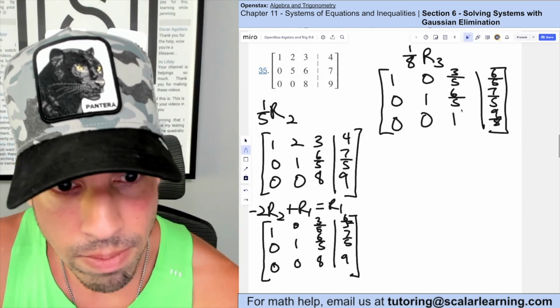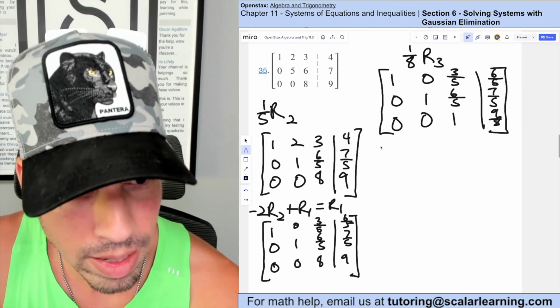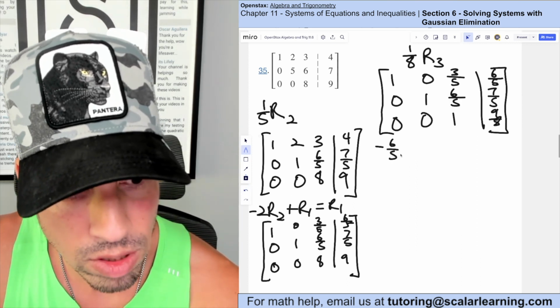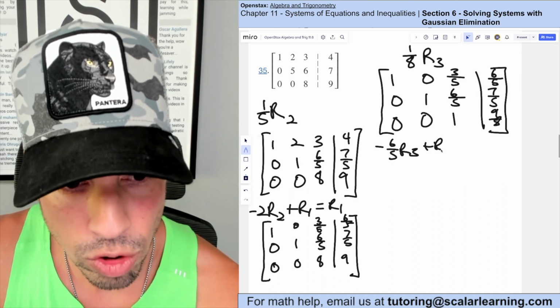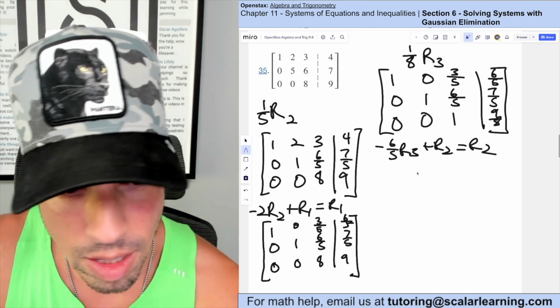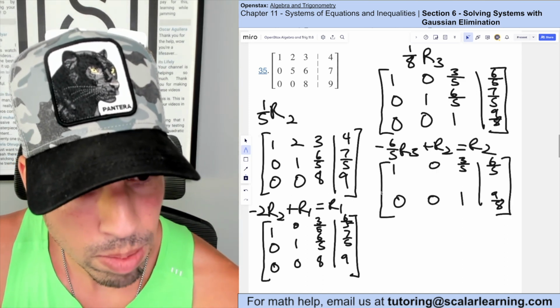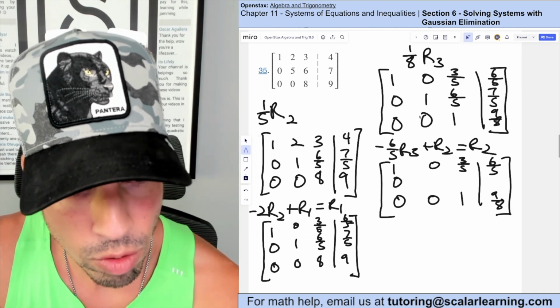So let's go one at a time. First, I'm going to multiply row 3 by -6/5. And then I'm going to add that to row 2 to get a new row 2. Let's write it out. So that times 0 is 0 plus 0 is 0. Times 0 is 0 plus 1 is 1.